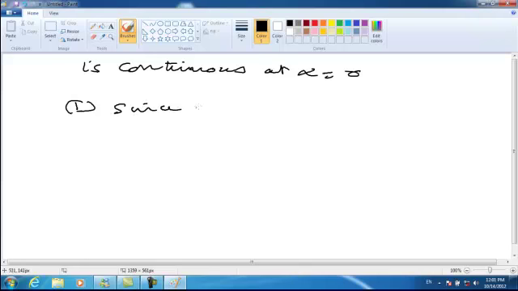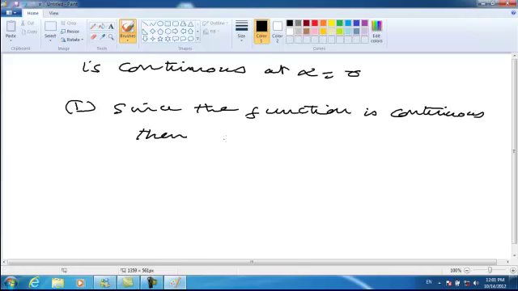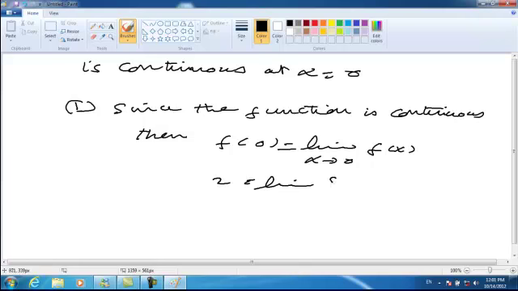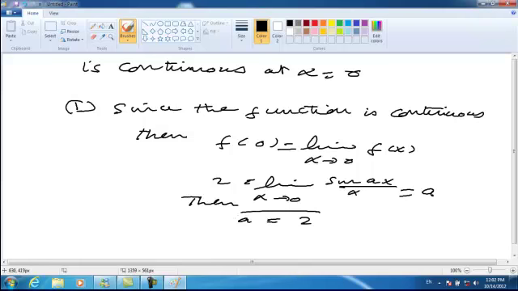Since the function is continuous, then f of 0 equals the limit of f of x as x tends to 0. F of 0 equals 2, the limit of sine ax divided by x as x tends to 0 equals a. Then a equals 2.